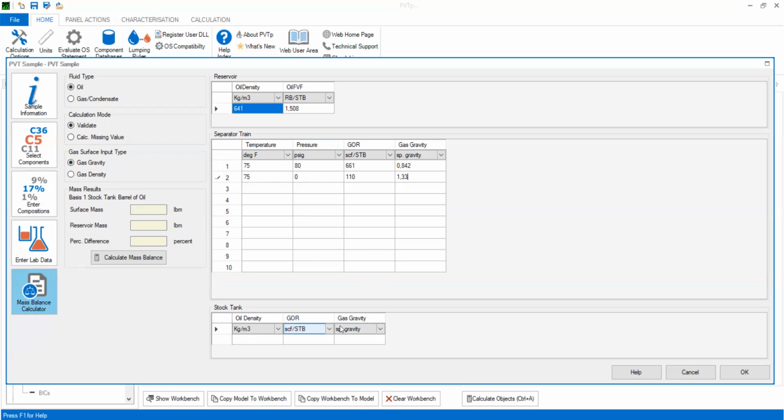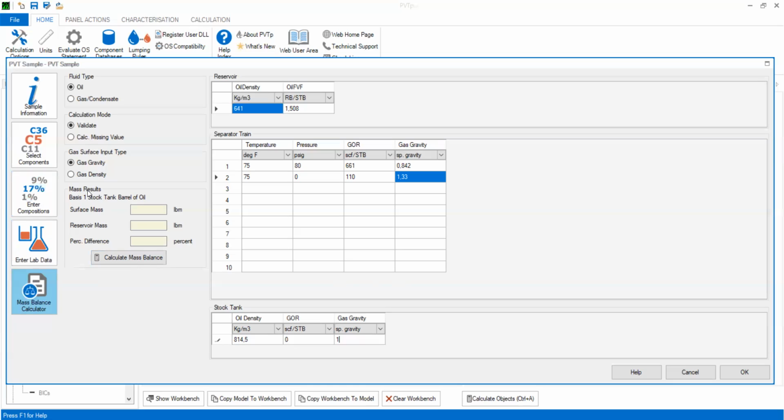We also have the data for stock tank. You remember, right? Where our oil density is 814.5 with GOR, of course, 0 and gas specific gravity of 1. Once the required data has been entered, we are going to press the calculate mass balance button here to perform the calculation. But before that, let's read it together.